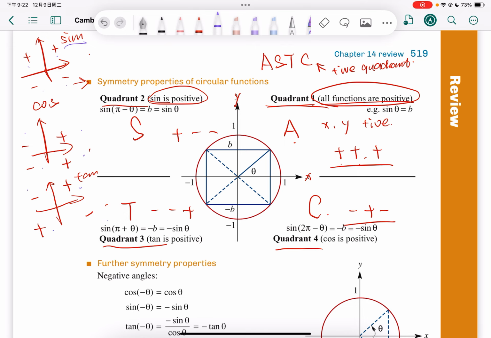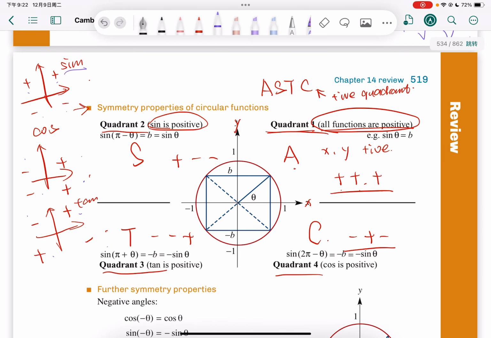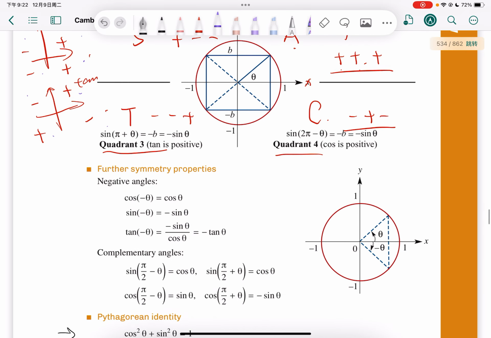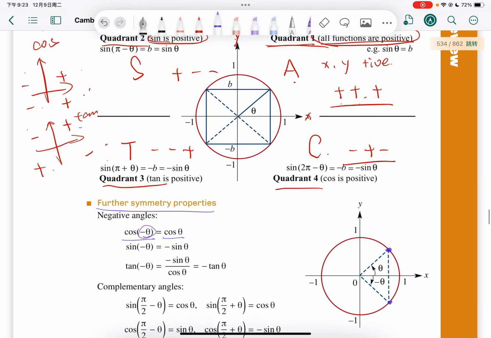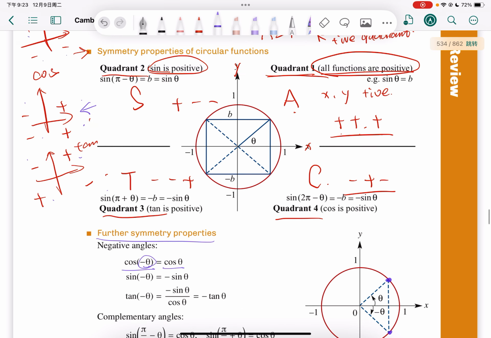So there is some kind of symmetric pattern in it, which relates to the further symmetry properties. For cos, if we have negative theta, then cos negative theta is equal to cos theta. So at this point, the cos value is equal to this point. This is why I remember it like the right two quadrants are positive, because they have the same sign, which is this property over here.